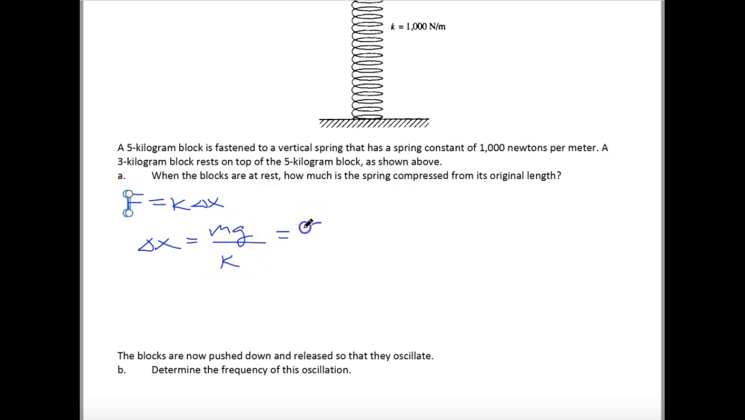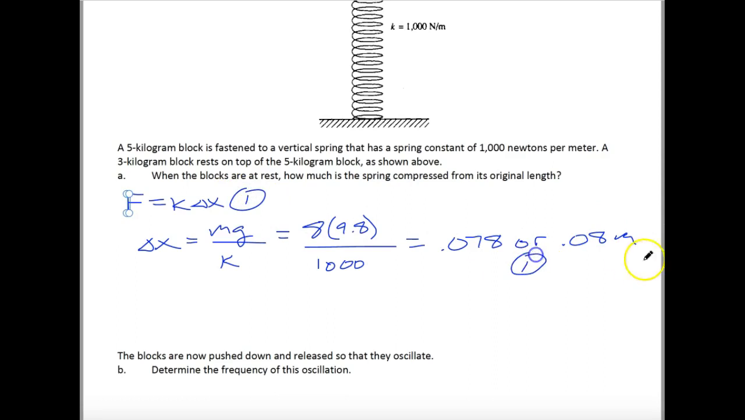5 plus 3 is going to be 8 kilograms times 9.8 meters per second squared. You could also use 10 there if you wanted to. And our spring constant is 1,000, so you end up with 0.078 or 0.08 meters. Either of those would work. 1 point for the equation, 1 point for doing the work and getting the right answer.